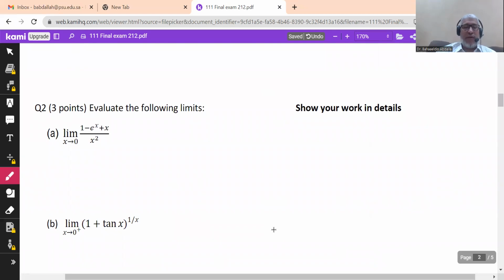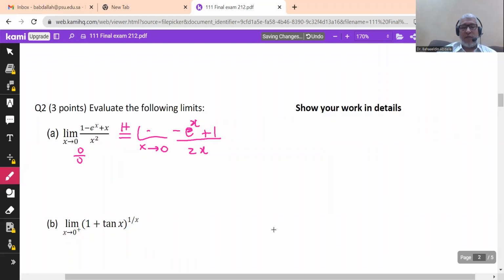Evaluate the following limits. If I replace x by 0, e to the power 0 is 1. 1 minus 1 is 0, so I'll have 0 over 0. So I can use L'Hopital's rule. Derivative of 1 is 0. Derivative of e to the x is e to the x. Derivative of x is 1. Derivative of x squared is 2x.